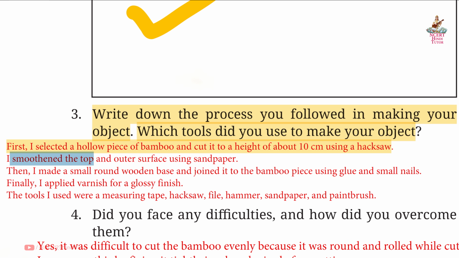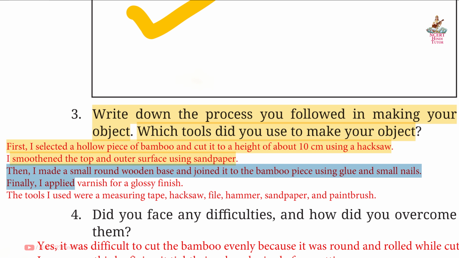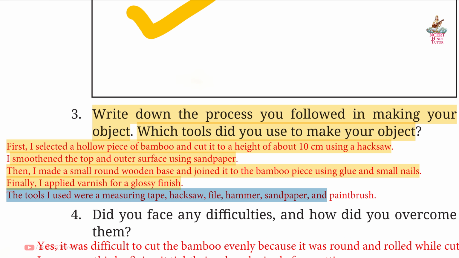I smoothed the top and outer surface using sandpaper. Then, I made a small round wooden base and joined it to the bamboo piece using glue and small nails. Finally, I applied varnish for a glossy finish. The tools I used were a measuring tape, hacksaw, file, hammer, sandpaper, and paint brush.